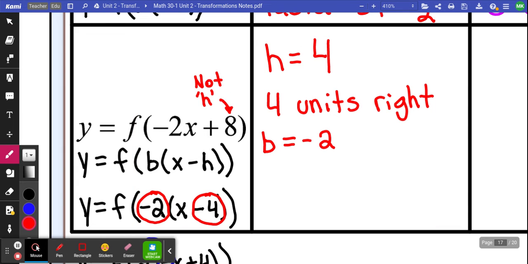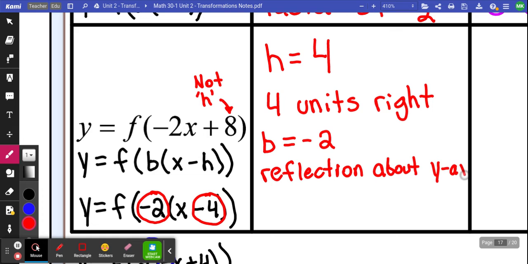My b value is -2. That would have a horizontal effect. It has 2 effects. What are the 2 horizontal effects? Yeah, Maddie? The reflection. It's a reflection. Stretch by a factor of a half. Yes. Reflection about the y-axis.